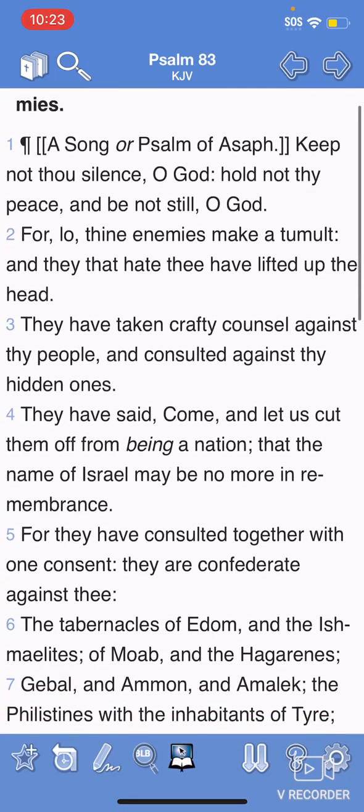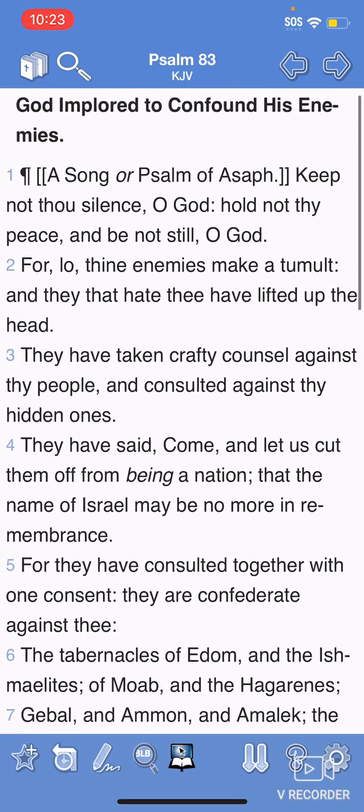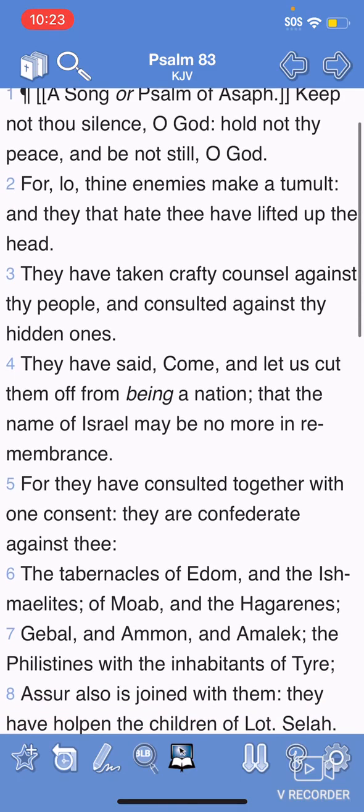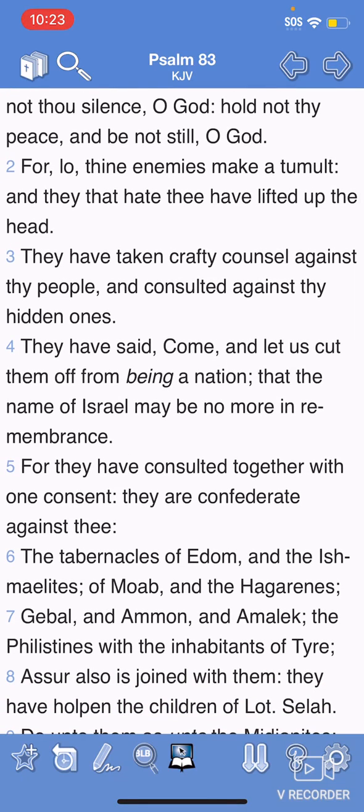All right, so Psalms 83, I'll start at verse 1. It says, keep not thy silence, O Yahweh, hold not thy peace, and be not still, O Yahweh, for lo, thy enemies make a tumult, meaning an uprising. And they that hate thee have lifted up their head, they became proud. And they have taken crafty counsel, meaning real secretly. Counsel, meaning they come together, have these summit meetings, against thy people. Who's thy people? Israelites, so-called Negroes, Latinos, and Native Americans, that have consulted against thy hidden ones, Israelites.